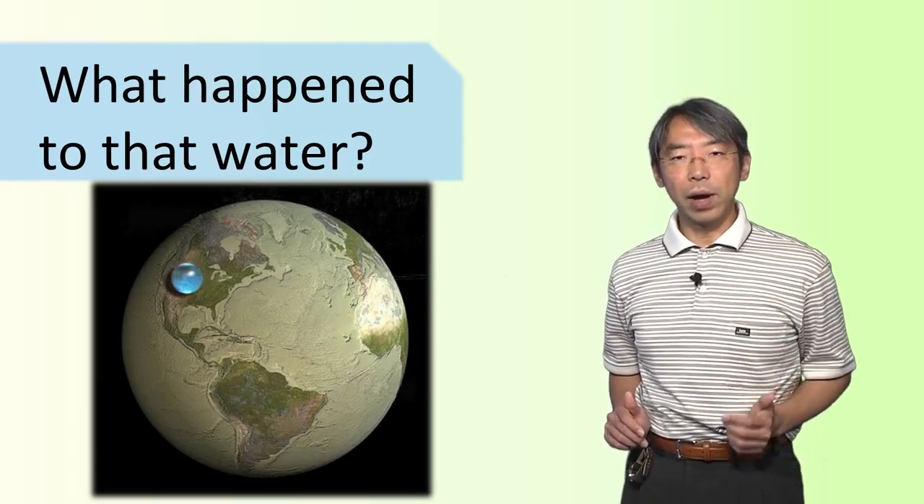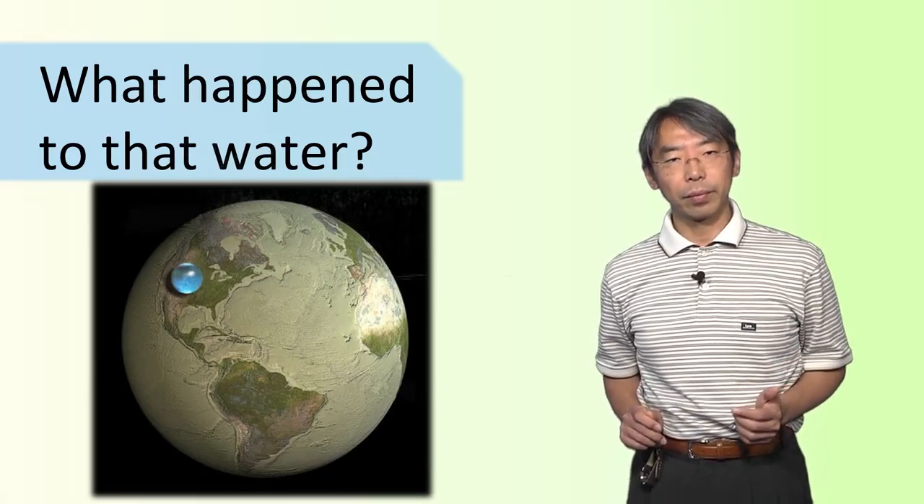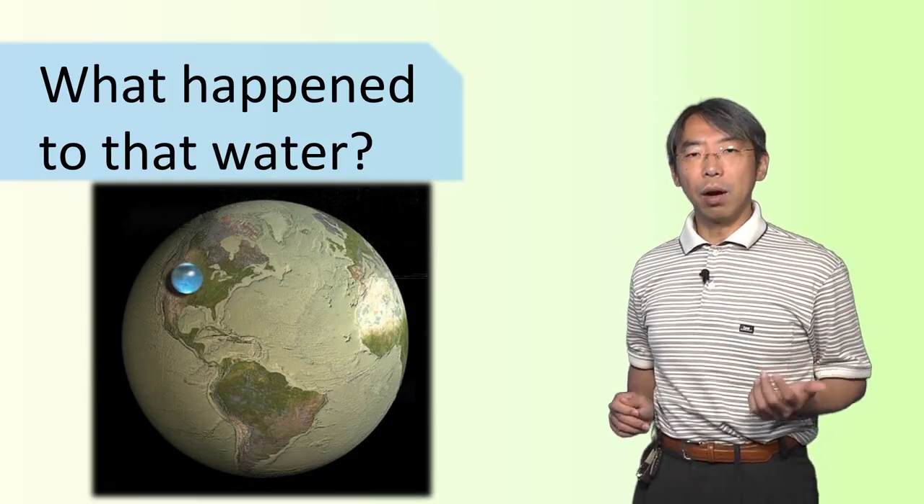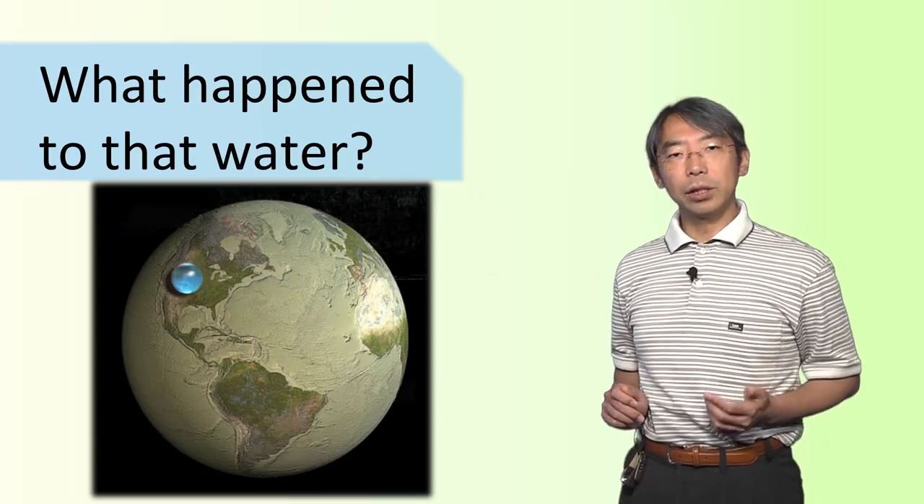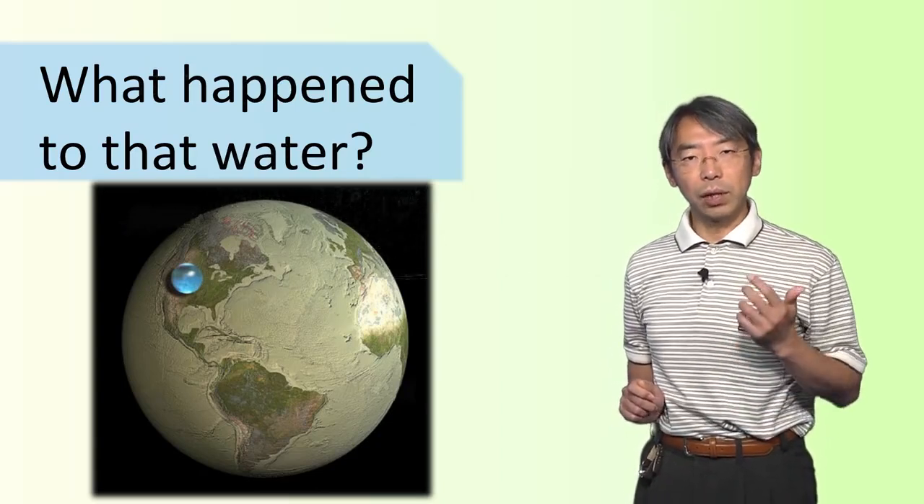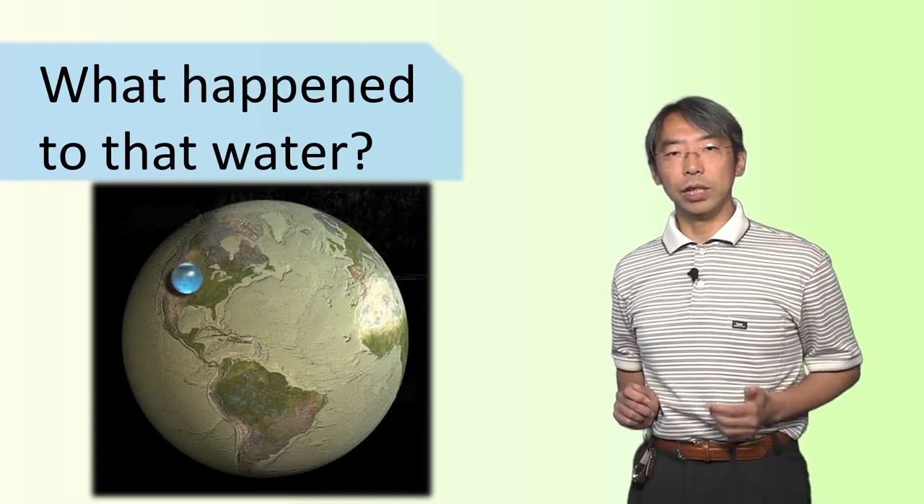Naturally, the next thing we want to know is, if such a large amount of water originally fell to the Earth, what happened to that water? Why was an ocean of only 4 kilometers formed when a much larger amount of water originally fell to the Earth? Let's find the answers to these questions.